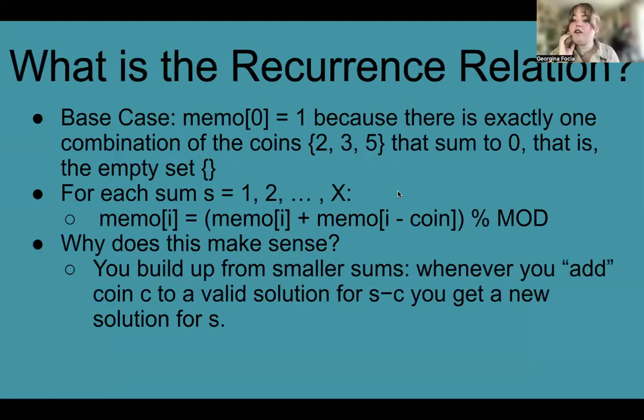All right, so first we have to figure out what the recurrence relation is for this memoization problem. The base case is memo of 0 equals 1, because there's exactly one combination of the coins 2, 3, 5 that sum to 0, and that is simply the empty set, or none of the coins. Now, for each sum 1, 2, all the way to x, our recurrence relation is going to be memo of i equals memo of i plus memo of i minus coin.